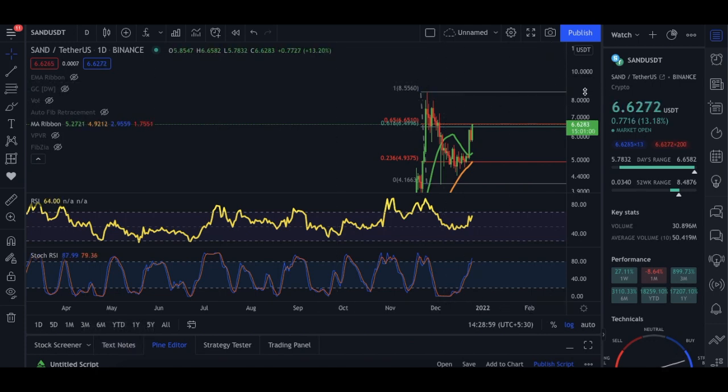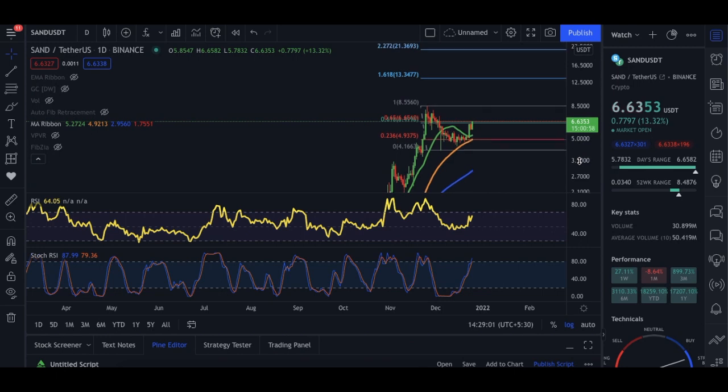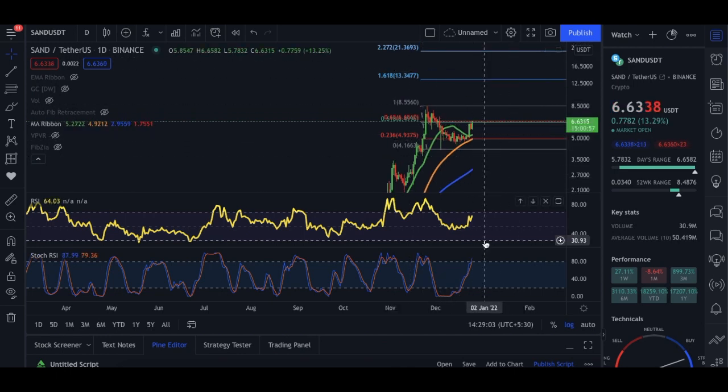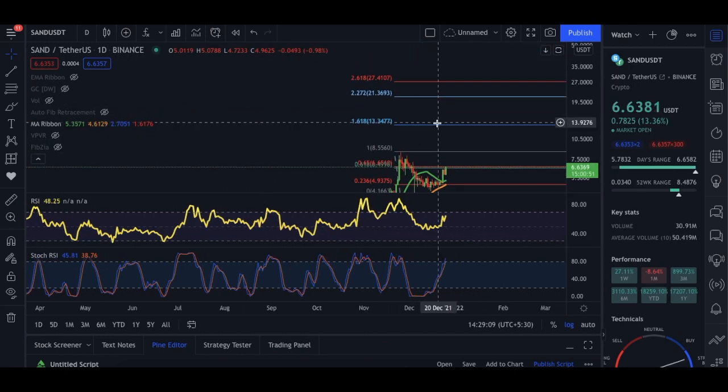Now if I have to talk about where Sandbox could be heading in regards to the USDT price in 2022, we have the Fibonacci extension right here, and what I believe is the range between 1.618 to 2.618, right? So the price range between $13.34 and about $27 is where we can see Sandbox go.